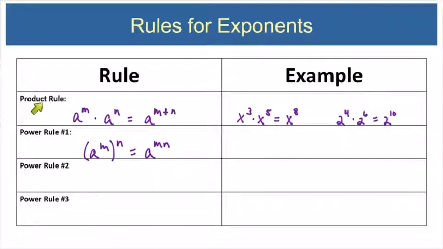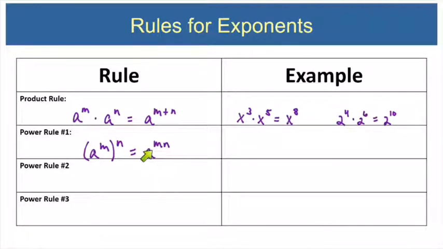Now, students are always getting these two rules mixed up, the product rule and the power rule. Notice that the first one allows us to do multiplication, but to do the multiplying, we add the exponents. The second one allows us to raise power to power, but to do the raising, we multiply the exponents. So I want you to take a really good look and notice how these two expressions look different. When it's base times base, we add the exponents. But when it's power to power, we multiply the exponents.